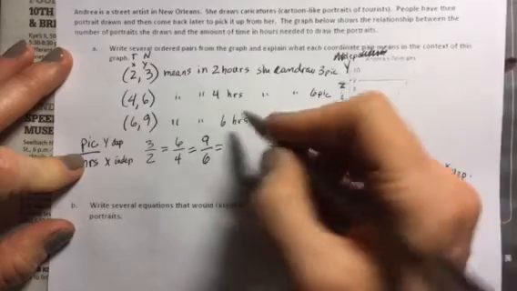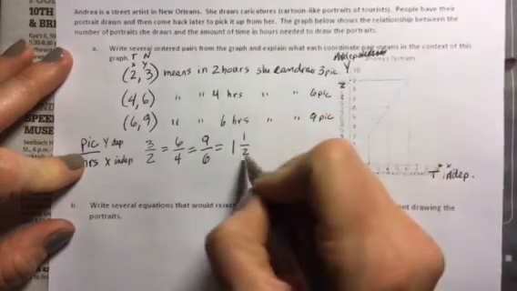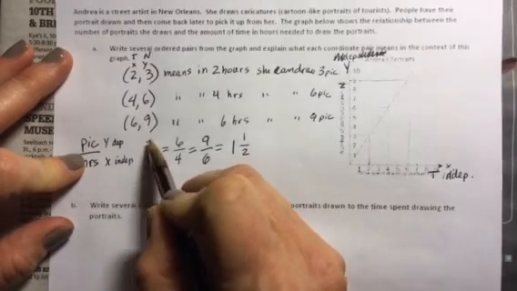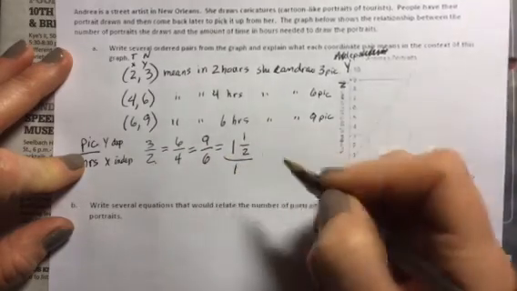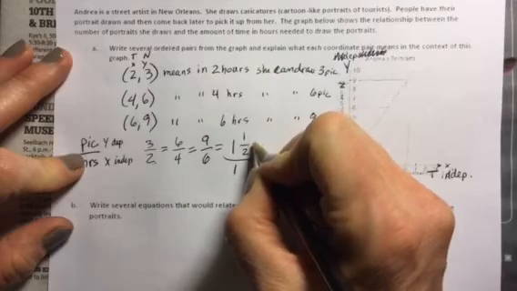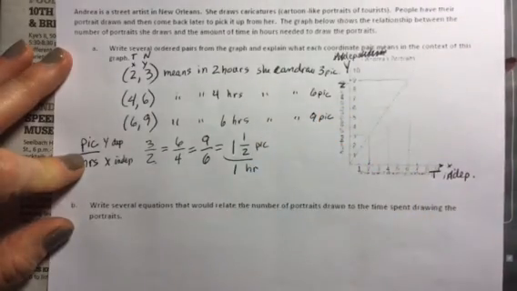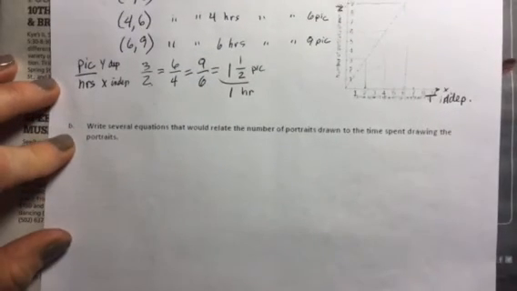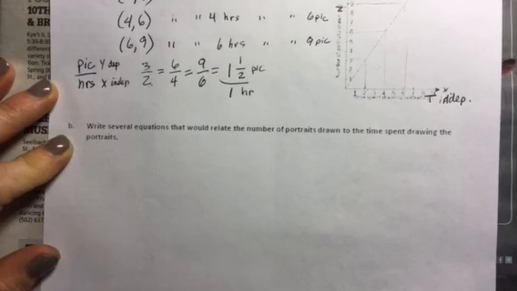9 divided by 6, we get 1 3/6. So every one of those is 1.5. Now, it's 1.5 if I divide by 2 here and divide by 2 here. 3 divided by 2 is 1.5. 2 divided by 2 is 1. So she can draw 1.5 pictures in 1 hour. Okay, so then in B, I think I just solved that actually. It says write several equations that will relate the number of portraits drawn to the time spent drawing them.